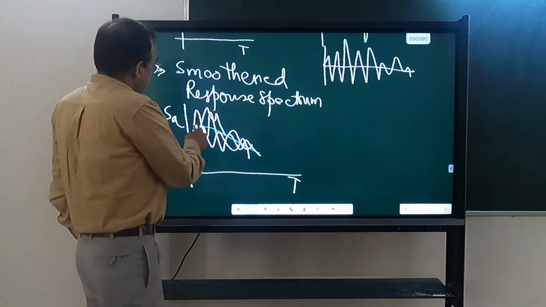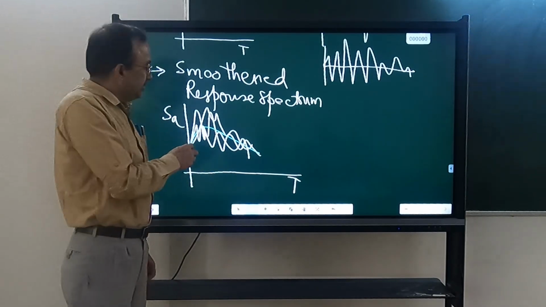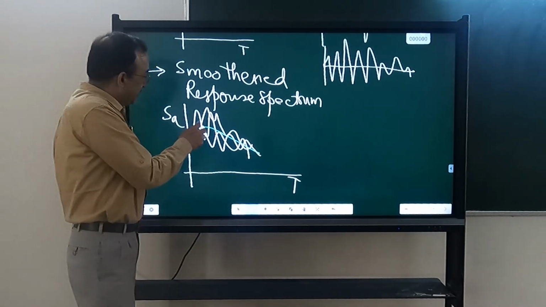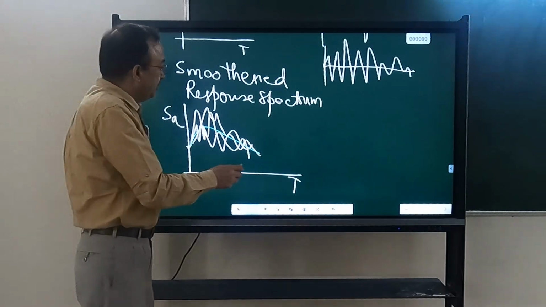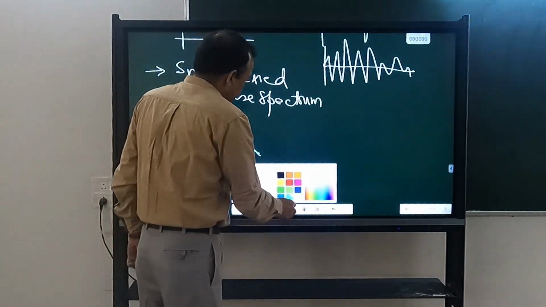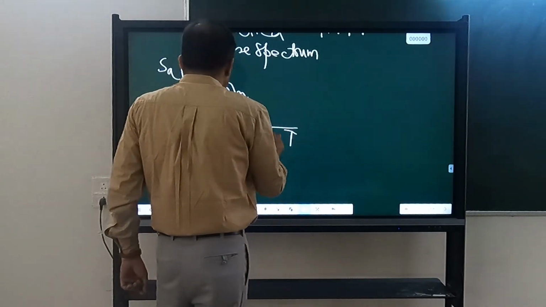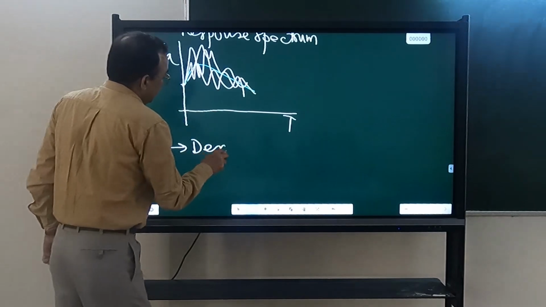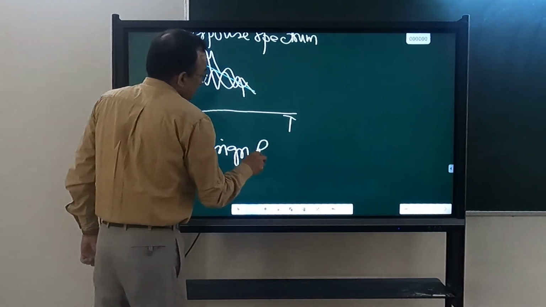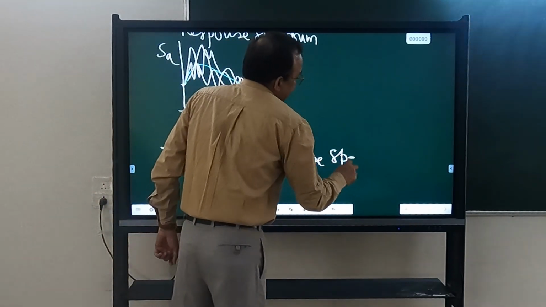Now, in design, what I do, it is having a peak. There will always be uncertainty about where the peak should be; the peak period can differ. So in design, what we do, we do the design response spectrum.